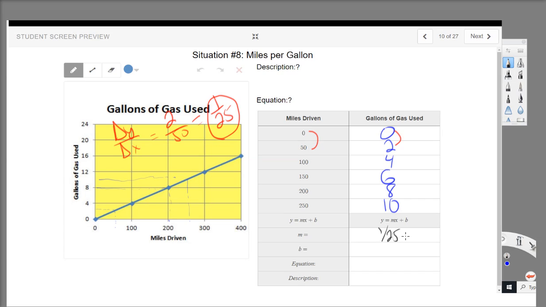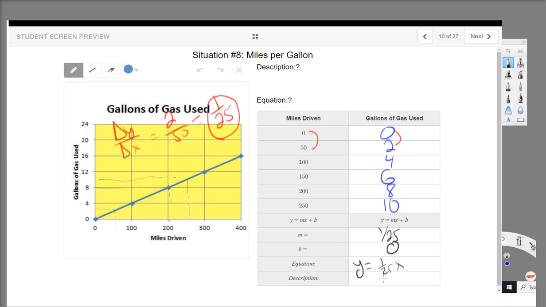Okay, it's a fraction. All right, so the y-intercept, when x is 0, y is 0. So you can look at this table. It looks like when we've driven 0 miles, we used 0 gallons of gas. So this is going to be 0. And we just put it all together in an equation. So y is equal to 1/25 x plus 0.